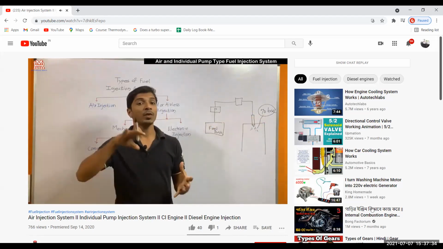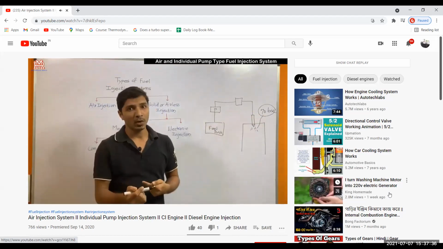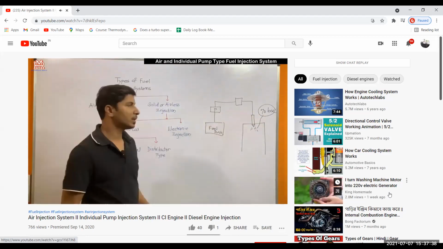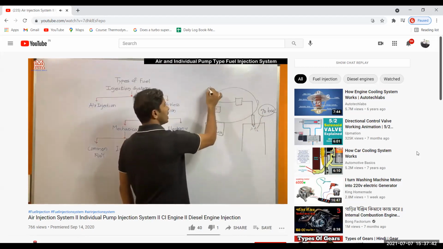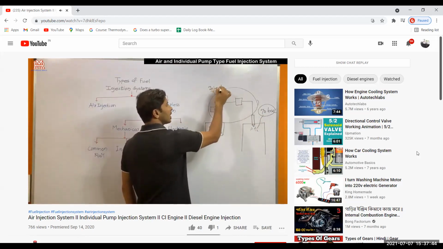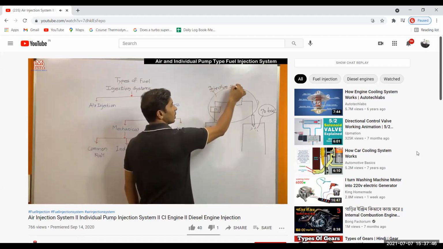To reduce emissions, gases will improve fuel economy and power output. This complete system is called the injection system, or rather the fuel injection system.